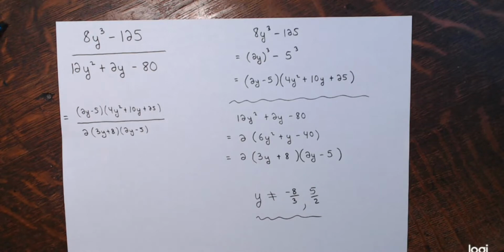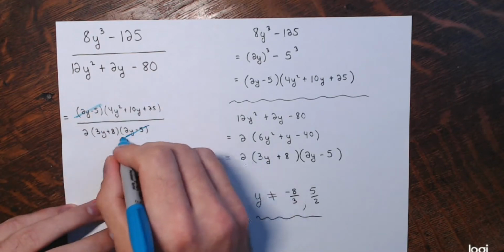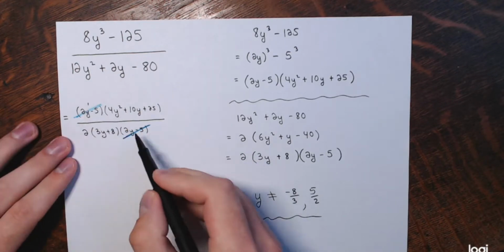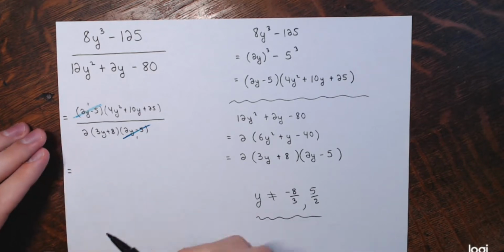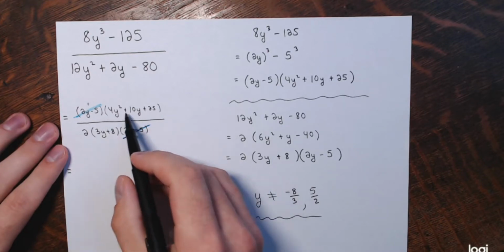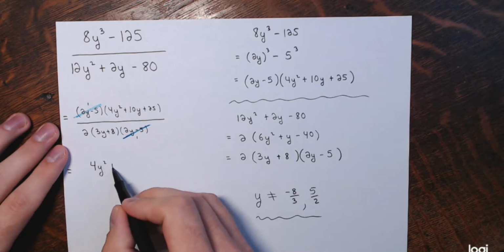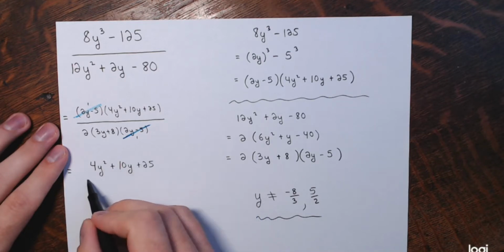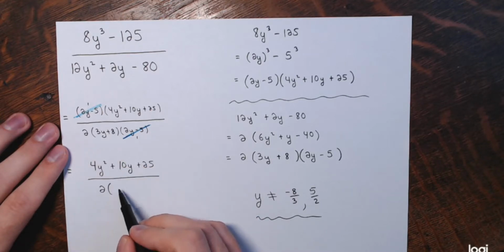Alright, now the cancellation of common factors. 2y minus 5 is the only common factor I see, so I'll get rid of those. Remember, they become 1. So that's why I say they disappear, times 1. The numerator has only one factor, so really no need for parentheses on that. 4y squared plus 10y plus 25 in the numerator. And the denominator has these two factors left, 2 times the quantity 3y plus 8.